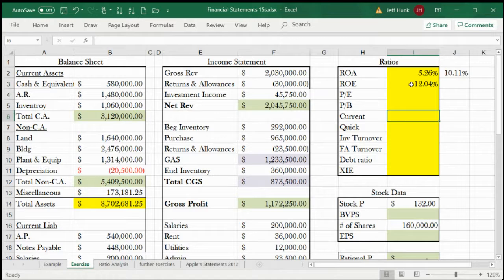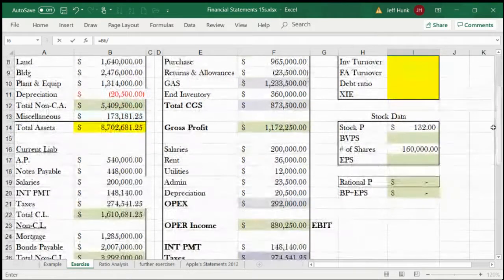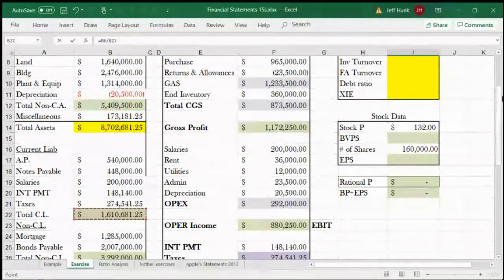So we went over the range of variables in this order, starting from the profitability category and liquidity category, asset management category, and then finally this. So let's go to the current ratio, which is current assets over current liabilities. So total current assets, that's the number, and current liabilities, there it is.